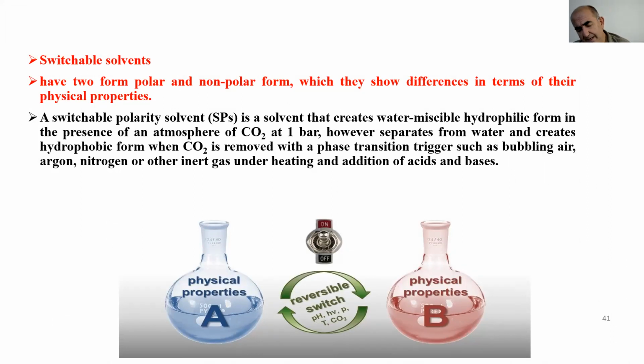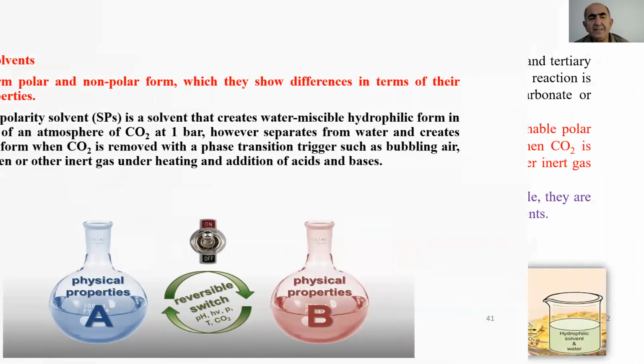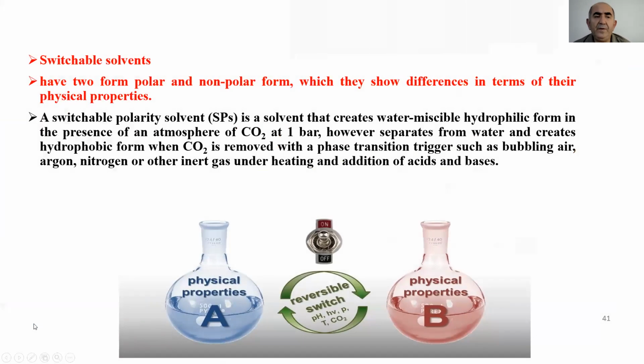Lastly, another kind of new generation solvents is switchable solvents. Switchable solvents have two forms, polar and non-polar, which differ in their properties. We can easily change the polarity of our solvents according to our aim. If we need a polar solvent, we can convert our solvents to polar form, or if we need a non-polar form, we can easily convert these materials to non-polar form. This is how we can change the polarity of the solvents.